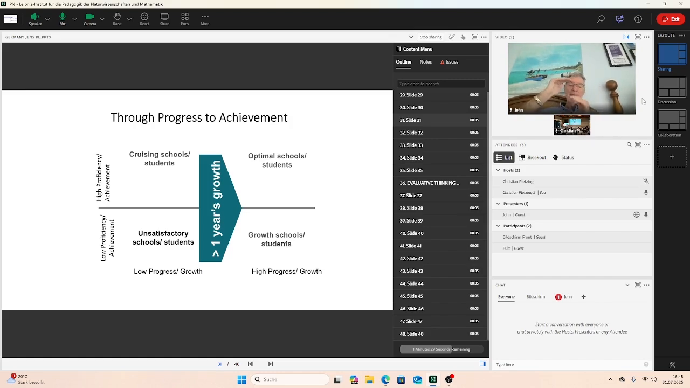if students start above average but not making a year's growth, they're cruising. They're going nowhere. No one wants to be in a class where the students start below average and don't make a year's growth. Shouldn't we esteem those students and those teachers and those schools where the students start below average but make more than a year's growth, the growth schools? And of course, everybody wants to be in the lucky country where they start above average and they make more than a year's growth.